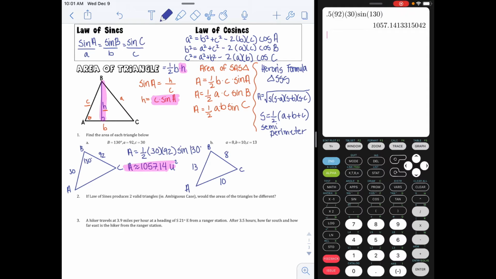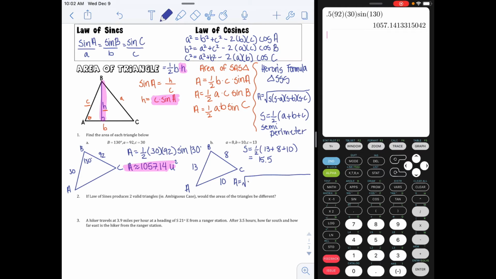So first thing I like to do is solve for the semi-perimeter. So 13 plus 8 plus 10, and take half of that. We should be getting a 15.5. All right. Show me the work, please, of plugging into the actual Heron's formula.